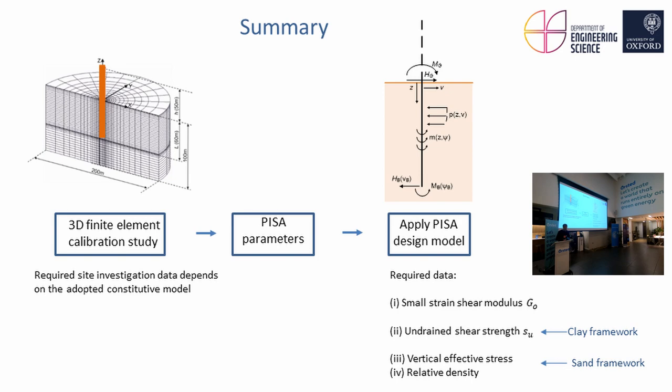So this is the process. To apply the PISA model, you can either do the calibration study yourself, or you can read the papers and just read off the numbers. That gives you the PISA parameters. You can then apply it to a particular site and be pretty confident that if a site is layered, you'll get a pretty good answer doing that. The data required to apply the model is pretty modest. Always necessary is G0. And then for clay, just Su; for sand, vertical stress and relative density. That's it. Thank you very much.